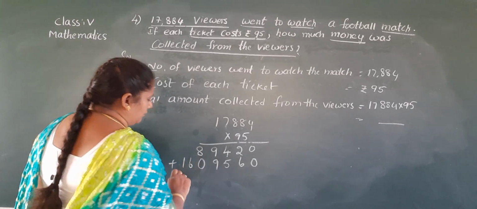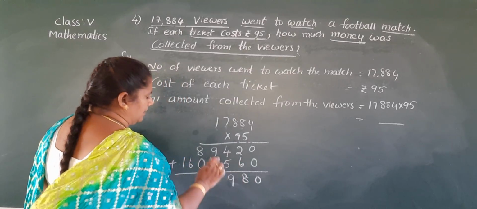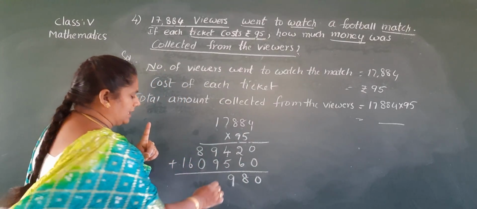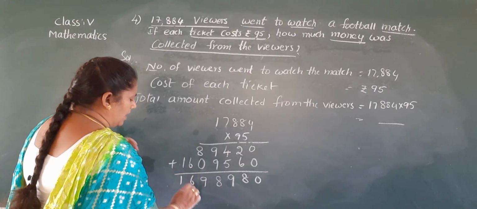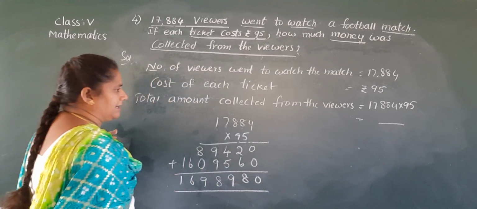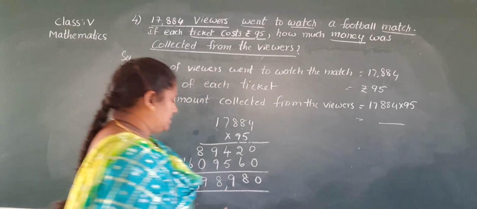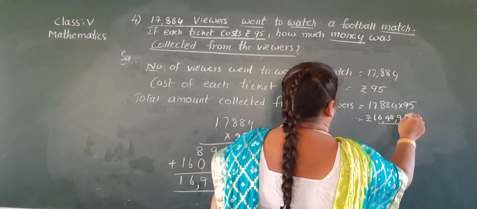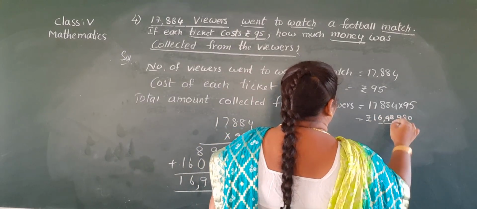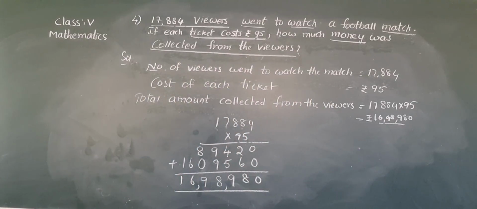Yes, on the right side, now you add. 0, 2 plus 6, 8, 4 plus 5, 9, 9 plus 9, 18, 1 in hand, 8 is down. 1 plus 8, 9, 6, 1. So how much amount is collected from the viewers? Yes, 16,98,980. 16,98,980 rupees collected from the viewers. Yes, note down in your classwork, children.